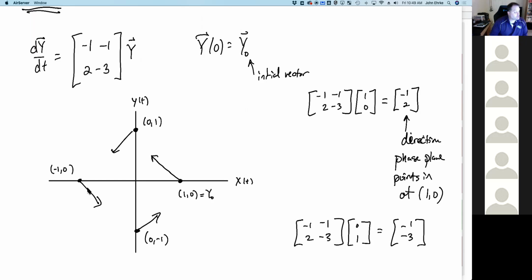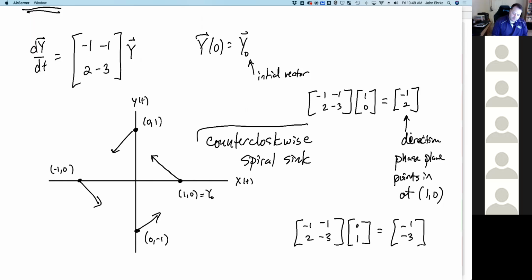So you can see that the rotation that we have here is going to be a spiral around the origin. It's going to spiral into the origin over time. So we have a counterclockwise spiral sink. So that's the kind of language that you should use when answering these questions on the skills quiz, on the Maple Lab, and then for the exam next week.